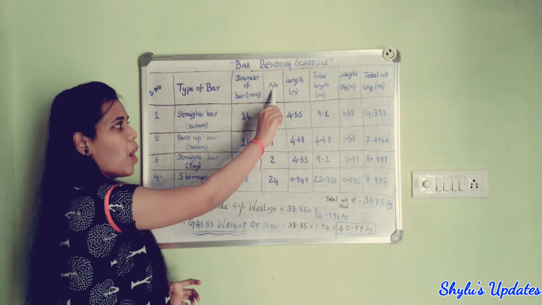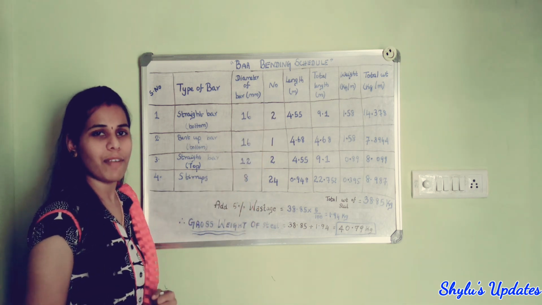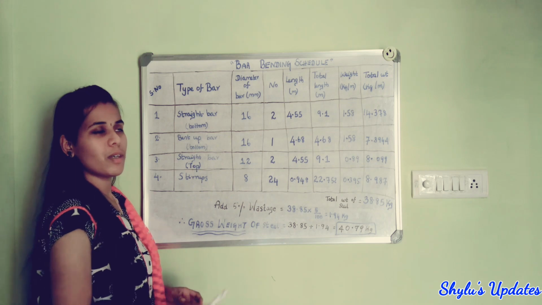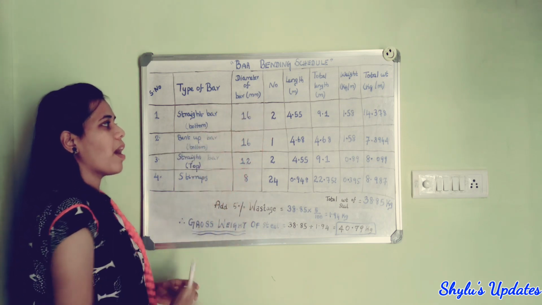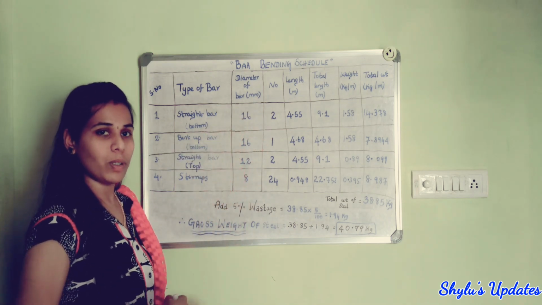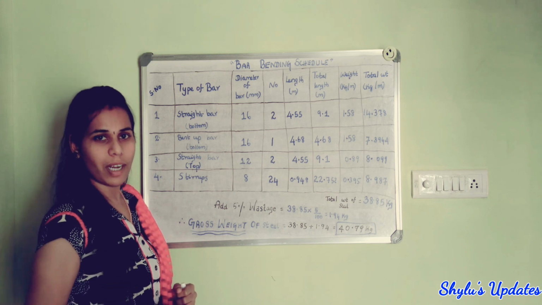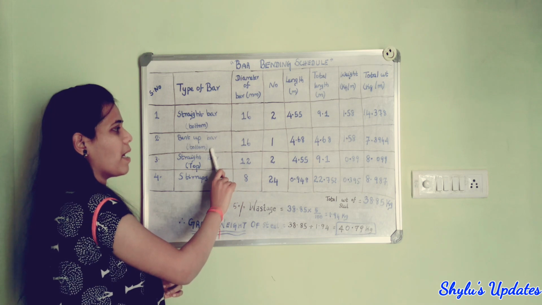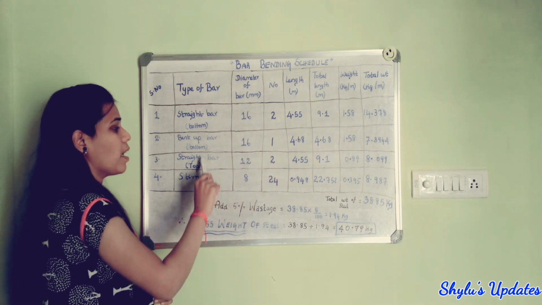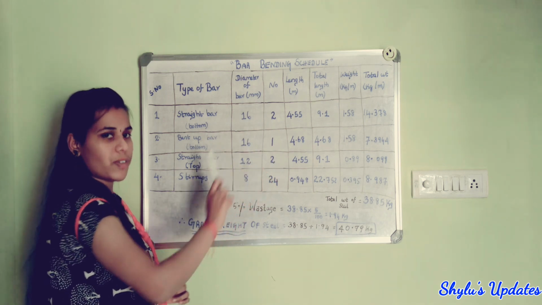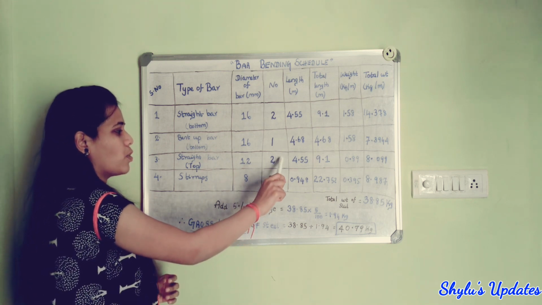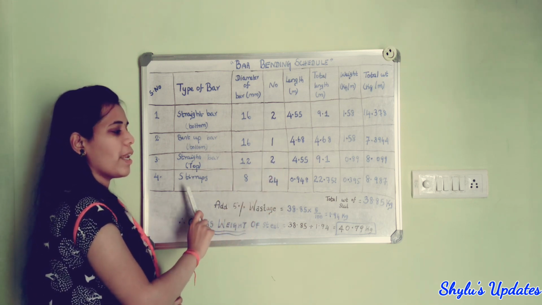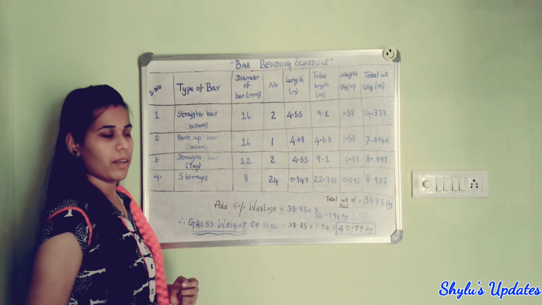Then, in the second column, how many numbers of bars are there? That we have to write in the second column. In the bottom, there are totally three bars: two numbers of straight bars and one number of bend up bar. So, straight bar is 2 and bend up bar 1. Then, I have written how many numbers of straight bar at the top? 2 numbers of straight bar. Then, stirrups, 24 numbers.